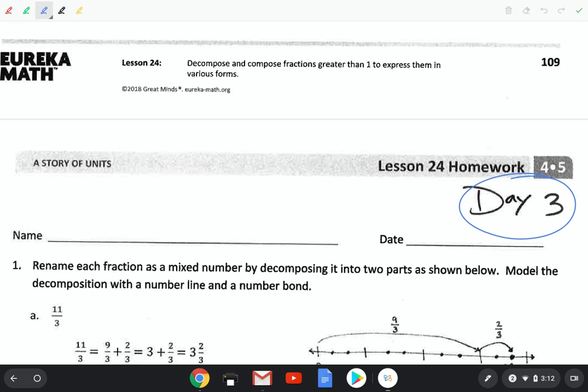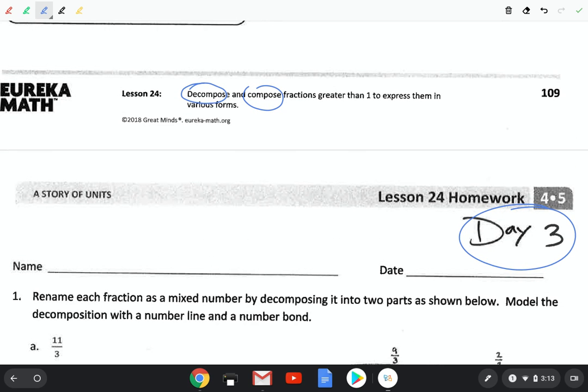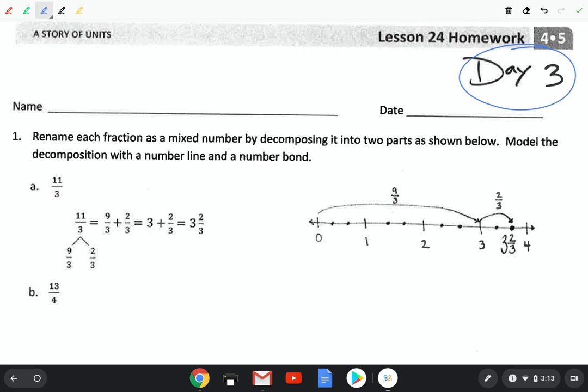Hello, class. This is day 3 of week 7 of your math packet, and this is the learning goal for today. It says decompose and compose fractions greater than 1 to express them in various forms. Let me give you a translation of all of that, okay? This lesson is all about converting fractions into mixed numbers. So we're rewriting fractions as mixed numbers. Okay, and so that's what we're doing today.